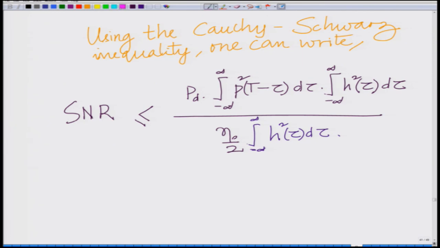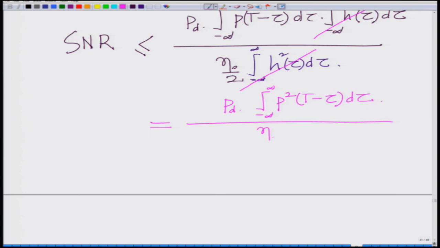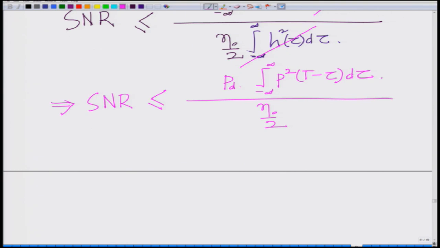Now, you observe something interesting: the numerator integral from minus infinity to infinity h square tau d tau and the denominator integral from minus infinity to infinity h square tau d tau cancel. Therefore, the maximum value, so SNR is less than or equal to this quantity, which is P square T minus tau d tau integrated from minus infinity to infinity, divided by eta naught by 2. We are using the Cauchy-Schwarz inequality, and we have demonstrated that since the numerator is less than or equal to that, the SNR is correspondingly less than or equal to the appropriate quantity.